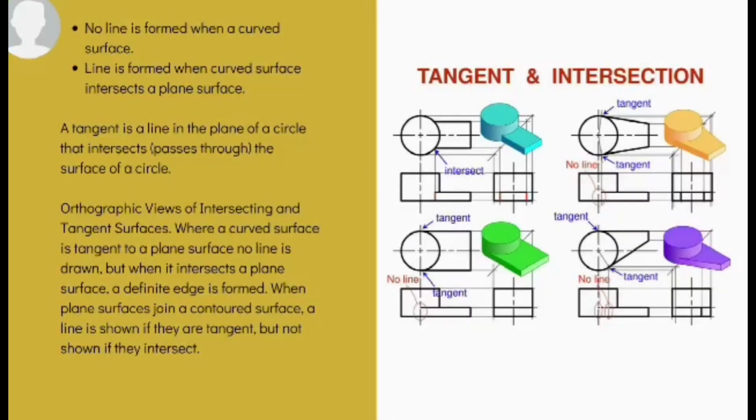So here is an example of each illustration of tangent and intersection. No line is formed when a curved surface meets a plane surface tangentially. A line is formed when the curved surface intersects a plane surface. A tangent is a line in the plane of a circle that touches the surface of a circle. Intersections refer to the point or line where two or more geometric elements, such as lines or surfaces, meet or cross each other.